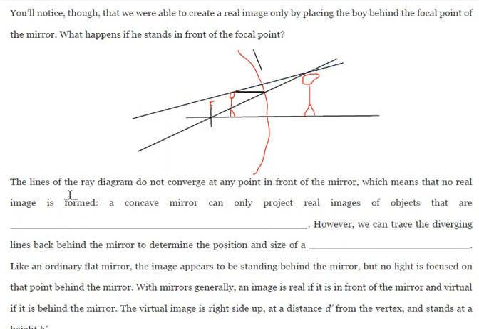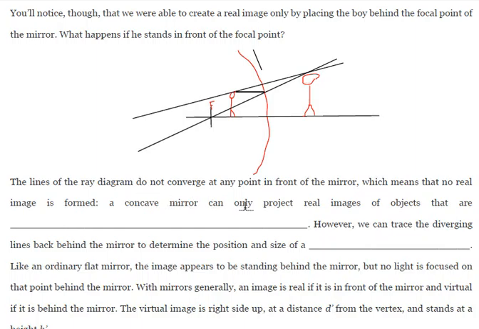Alright, so the lines of this ray diagram, like I said, they don't converge. They don't come together at any point in front of the mirror. They can't because he's inside the focal point. So we can't have any real image forming. There's not any real light rays that would bounce off the mirror and come together.